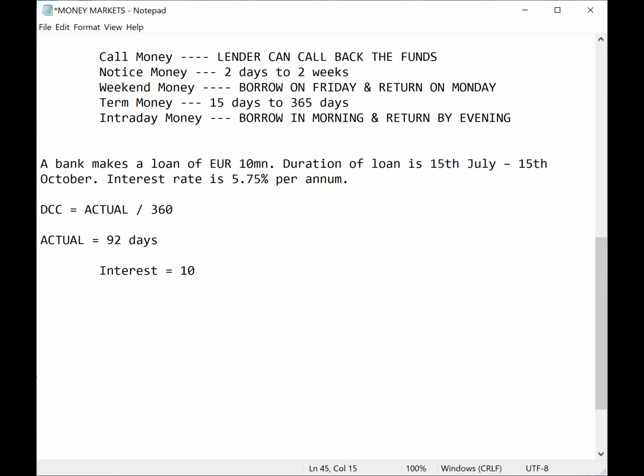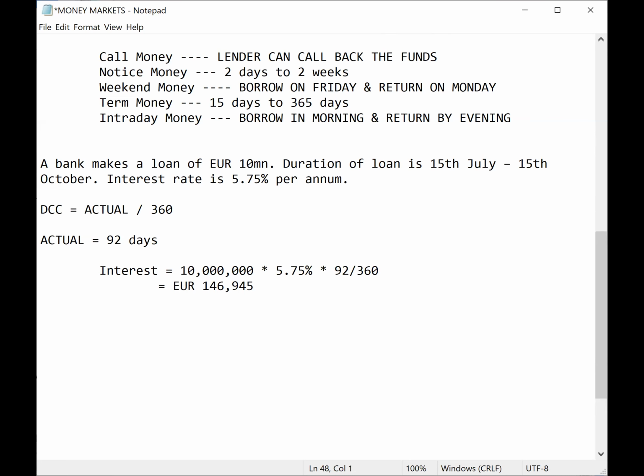10 million into 5.75% per annum, guys. So what you will do is 5.75% into 92 upon 360. This would be the exact calculation, which would give you the answer.